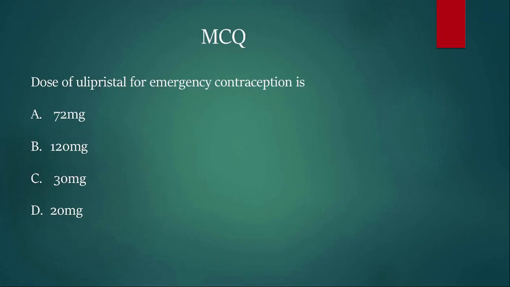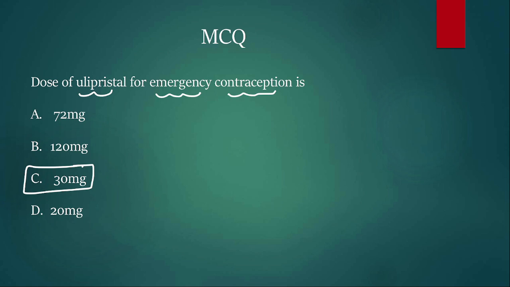Moving on to the second MCQ. Dose of ulipristal for emergency contraception is. Usually they don't ask the doses, but sometimes they will ask this type of question. If you are daily dispensing these drugs, obviously you will know the dose. So the dose is 30 milligram. The dose of ulipristal is 30 milligram.